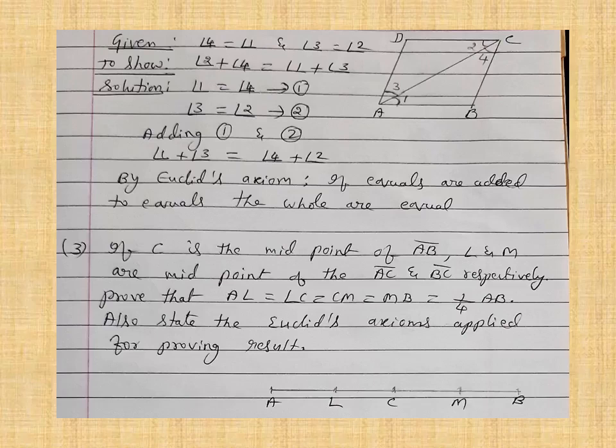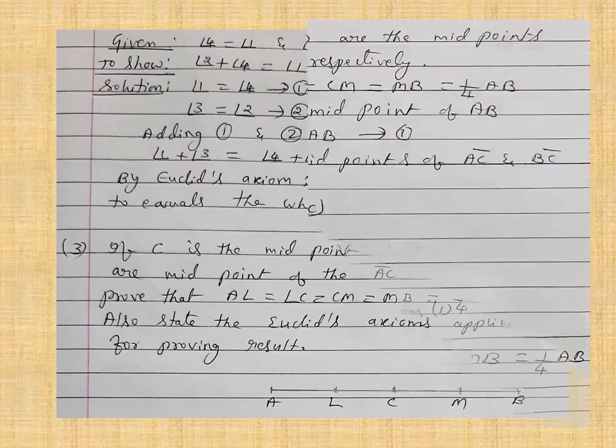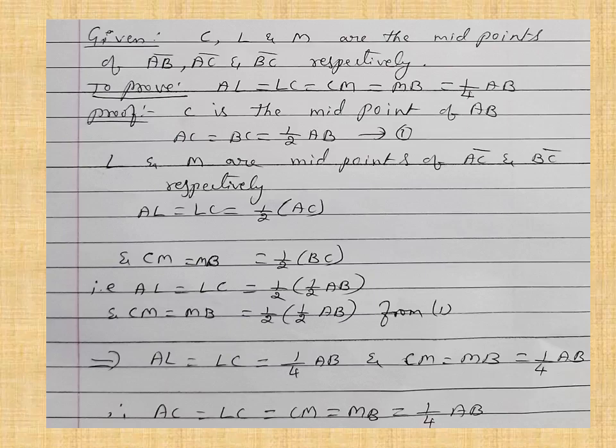Next one is, if C is the midpoint of AB, L and M are midpoints of line AC and BC respectively. Prove that AL equals LC equals CM equals MB equals 1/4 of AB. Also state the Euclid's axioms applied for proving the result. Given C, L and M are the midpoints of AB, AC and BC respectively. To prove AL equals LC equals CM equals MB equals 1/4 of AB.